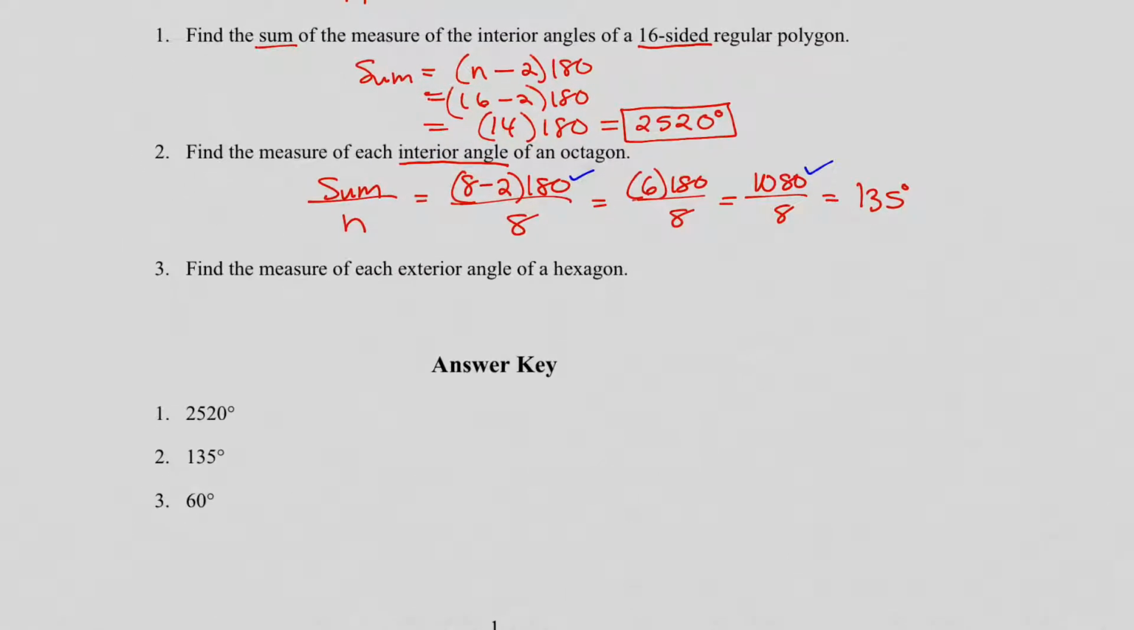All right, the last question is the exterior angle of a hexagon. Okay, that's 6 sides.